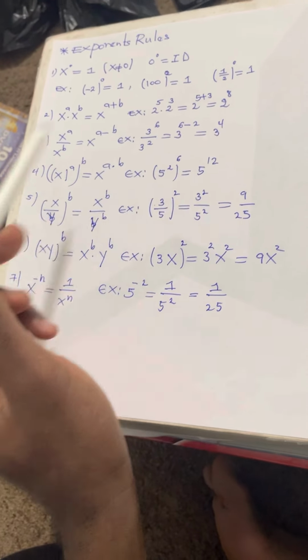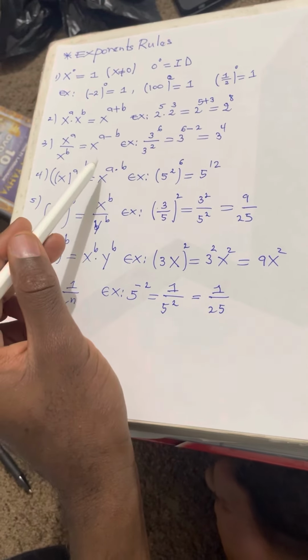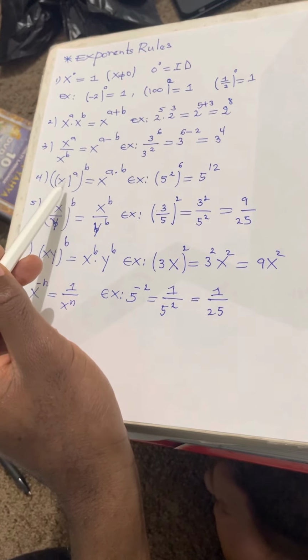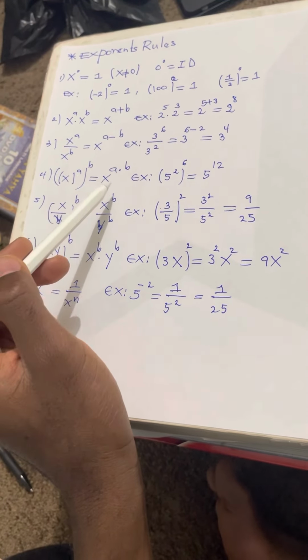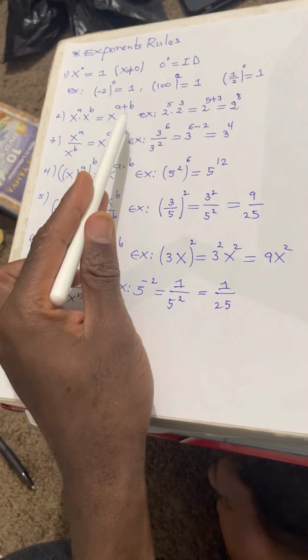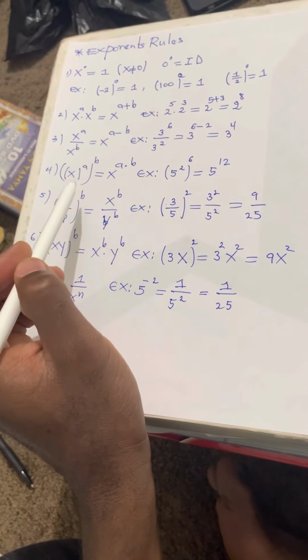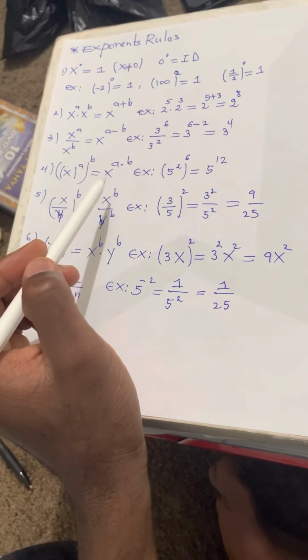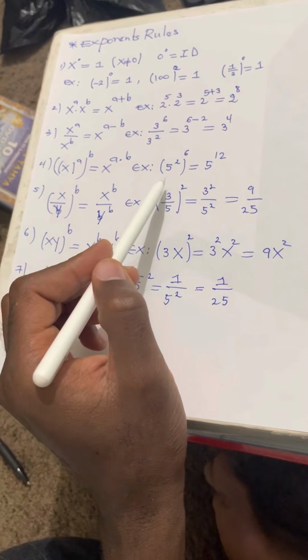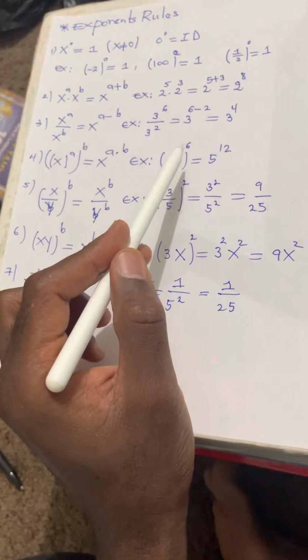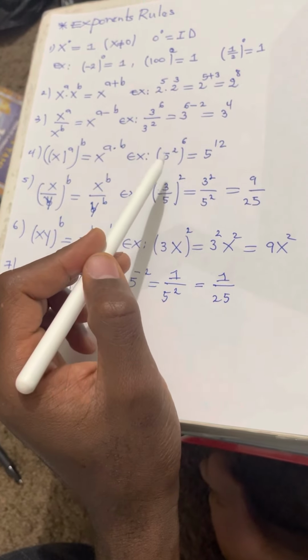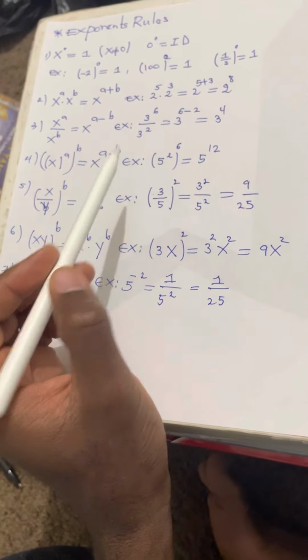Now if you have an exponent over an exponent, like x to the power a, to the power b, then you multiply. Remember, here is adding: when you have the bases side by side, you add. But if you have an exponent over an exponent, you have to multiply them. For example, 5 to the power 2, to the power 6. You keep the base, 2 times 6 is 12.